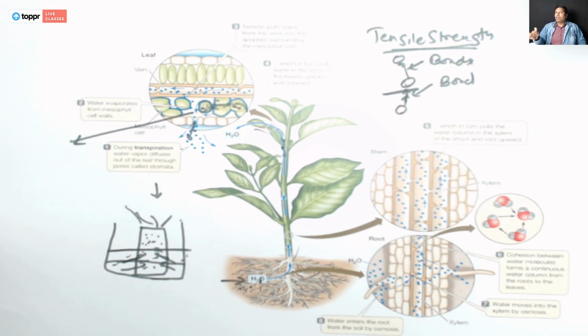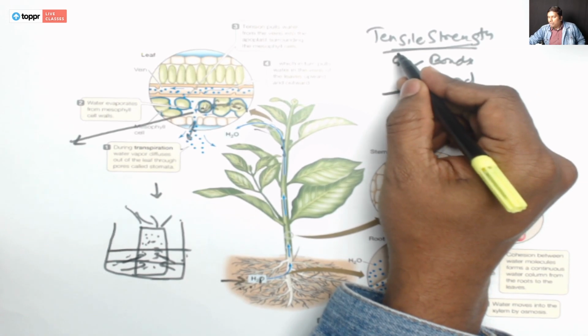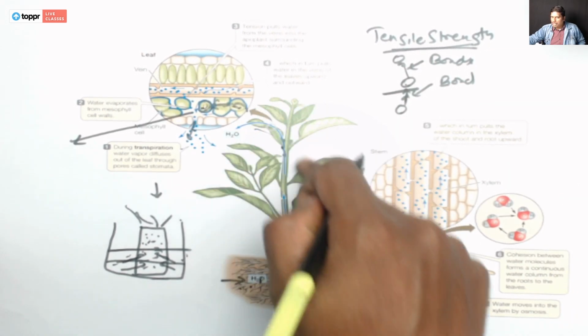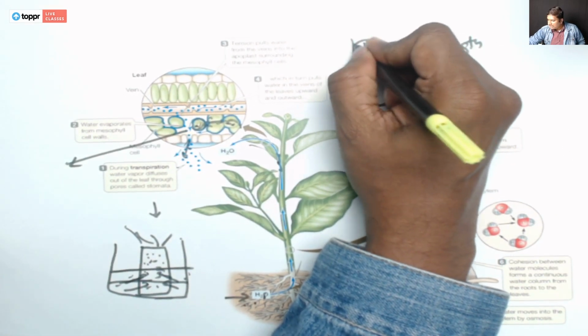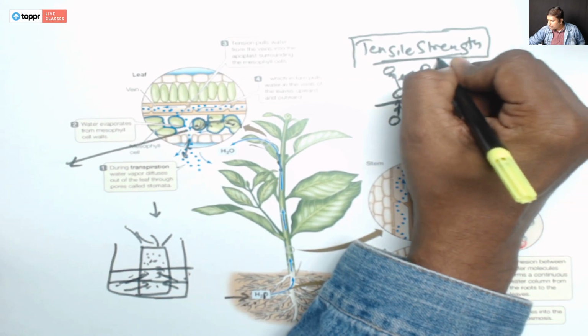Only when you have good tensile strength will it work. I'll give you an example. If you take a normal cotton thread and pull it, it will break because it has very little tensile strength. On the other hand, if you take a copper wire and try to pull it, it won't break that easily because it has higher tensile strength. And this continuous column of water will only work if the tensile strength of water is good.